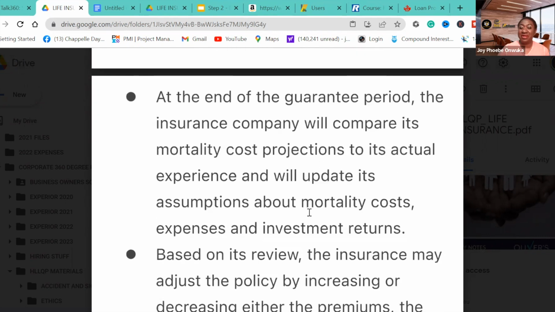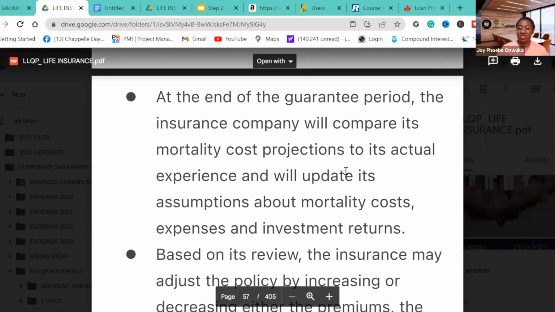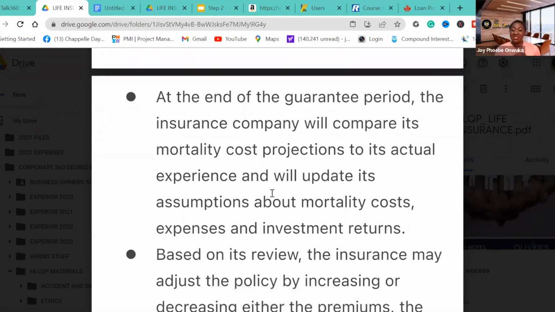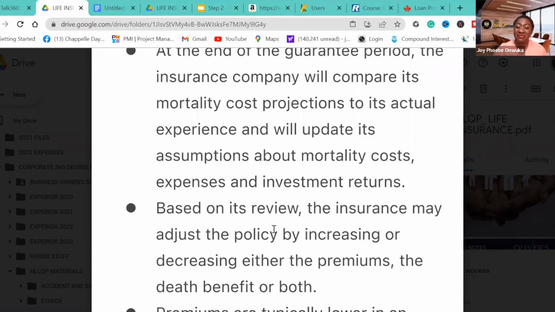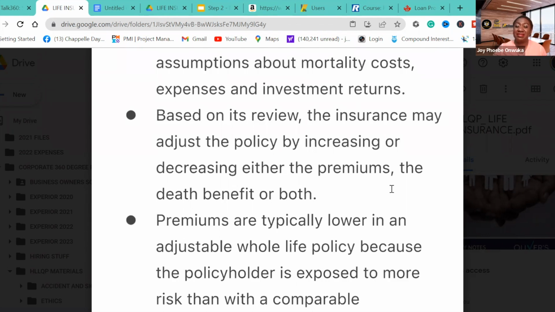At the end of the guaranteed period, the insurance company will compare its mortality cost projections to its actual experience. The experience is the reality, like how many people die. You're going to be hearing the word experience in this course, and when you hear it, it is the actual reality. Maybe they projected that 10 people will die, but their real experience is that 20 people died, or like COVID happened. So now they'll go back to the drawing board, reevaluate, and update their assumptions about mortality costs, expenses, and investment returns. Based on its review, the insurer may adjust the policy by increasing or decreasing either the premium or the death benefit or both.